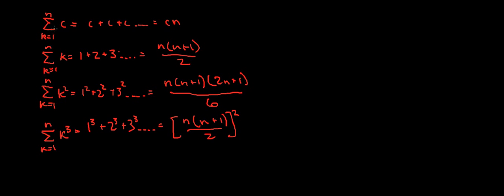Here's one for the summation of a constant. Obviously, if it's equal to a constant, then every single number in that series is going to be equal to that constant. So it'll be a constant plus a constant plus a constant plus a constant. So it'll be a constant times however many terms there are in the series. So that's an easy one.